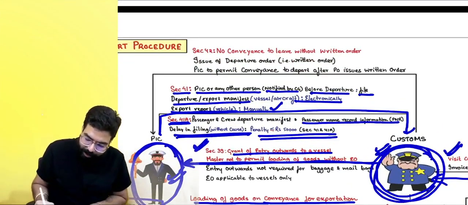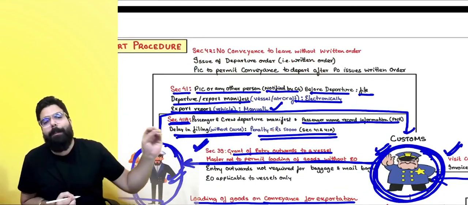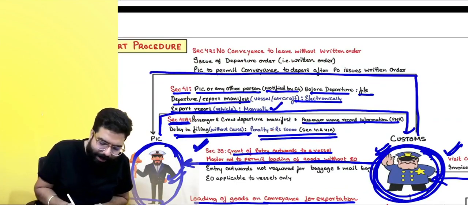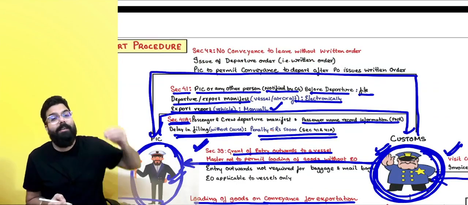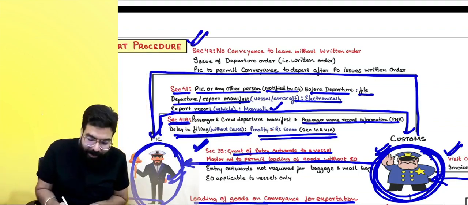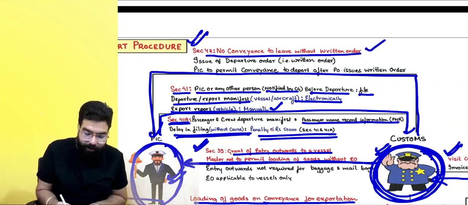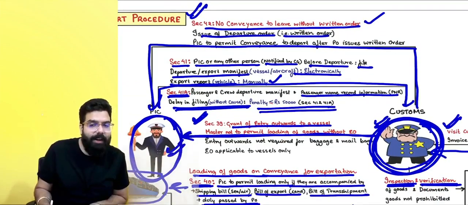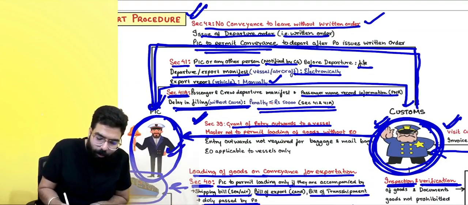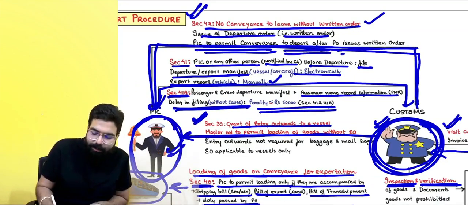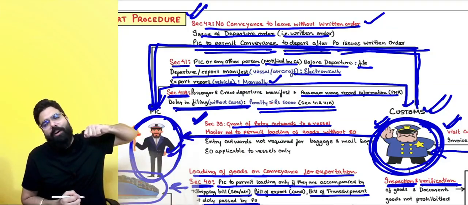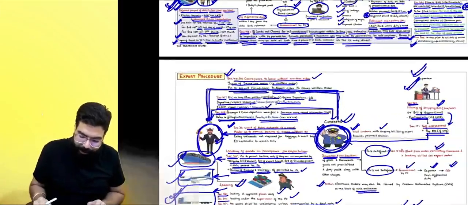Now, once you give him the departure manifest or the passenger and crew departure manifest, then he will tell you, okay, get lost. He will give you a departure order. Section number 42 says, no conveyance to leave without a written order. Issue of departure order, which is a written order, will be given by the customs to you. Person in charge to permit conveyance to depart only after the customs officer gives you a bye-bye order, which is a departure order.